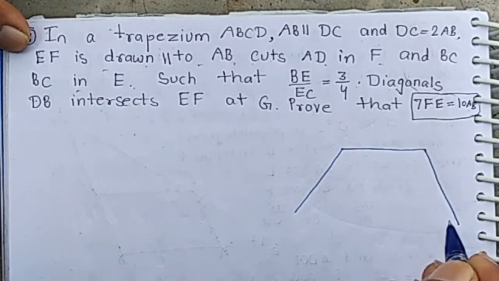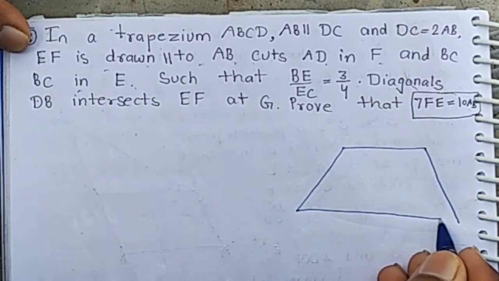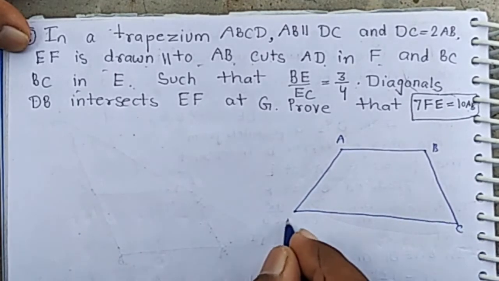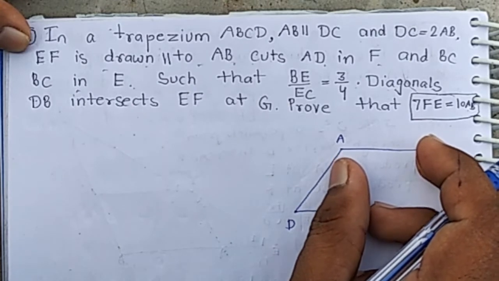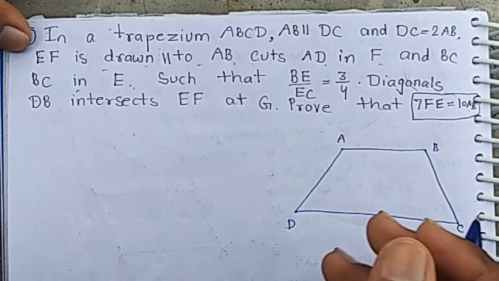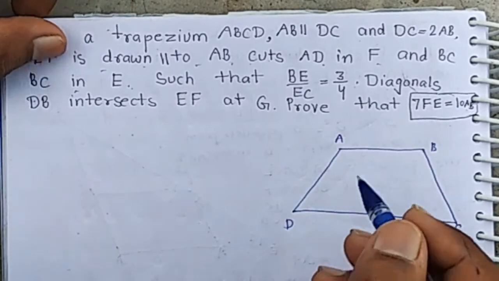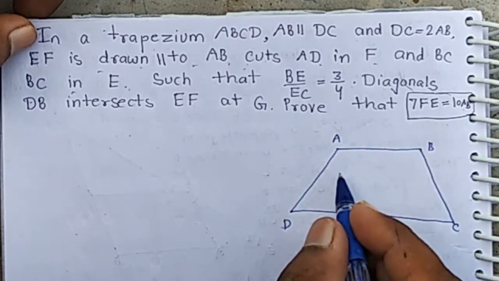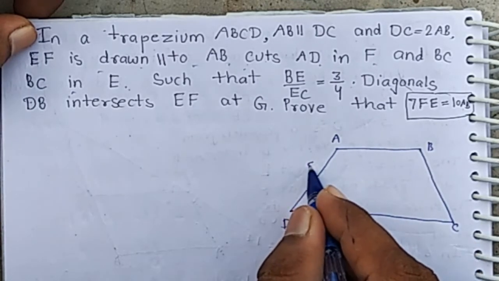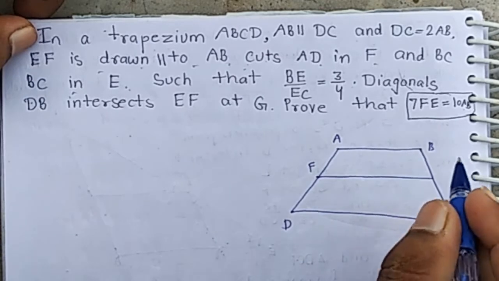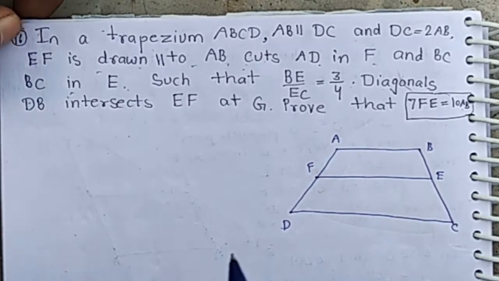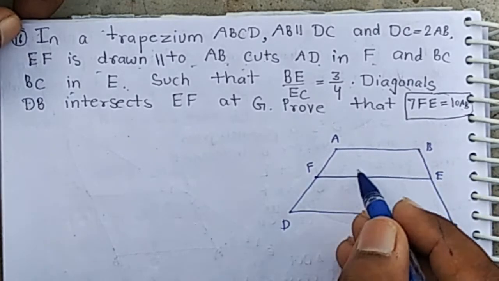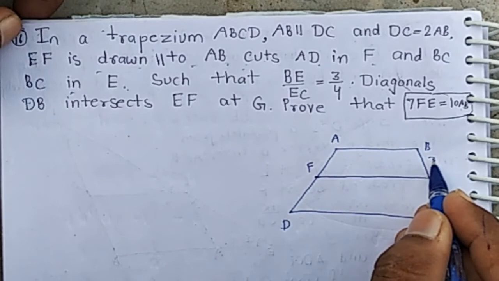Let it be trapezium ABCD and AB is half of DC, or we can say DC is twice AB. EF is drawn parallel to AB, cuts AD in F and BC at E, and BE by EC is 3/4.